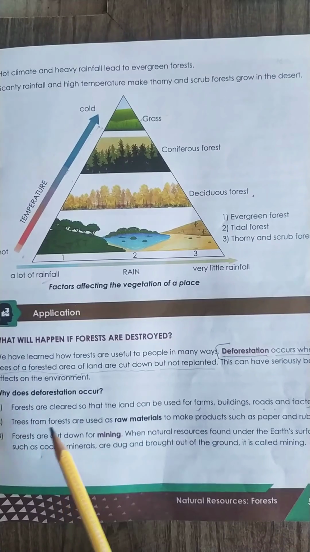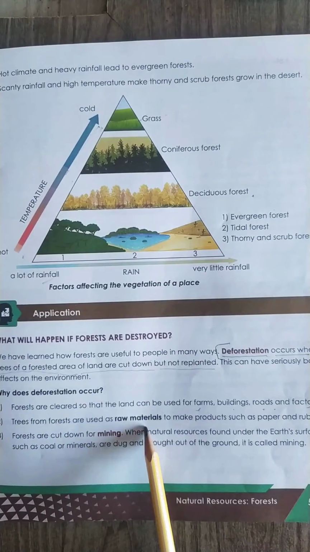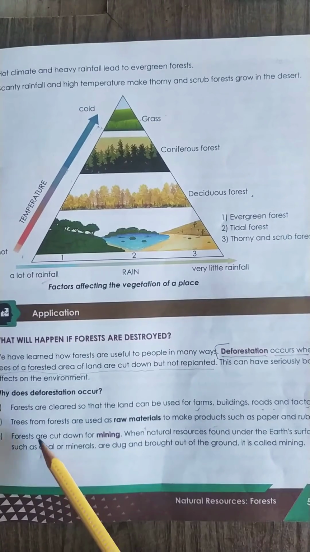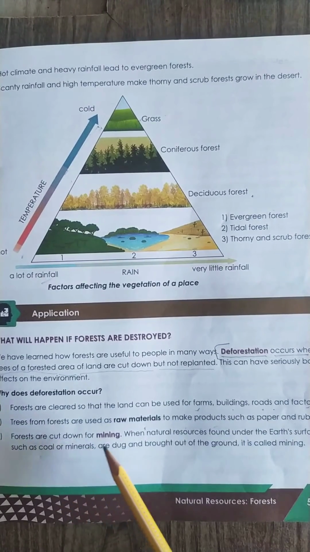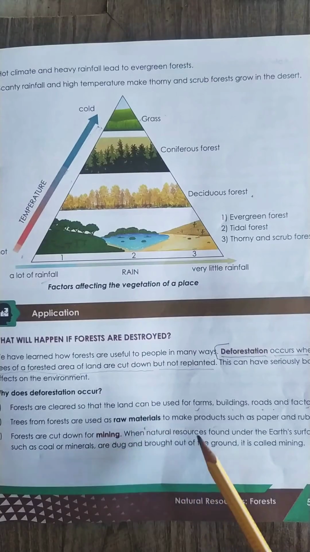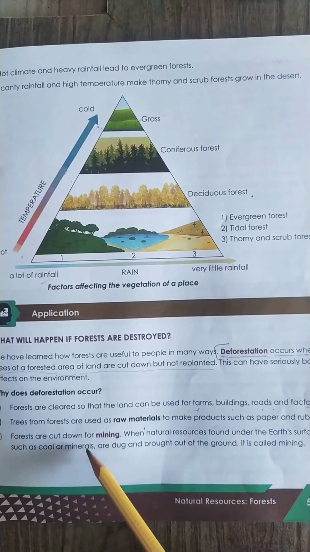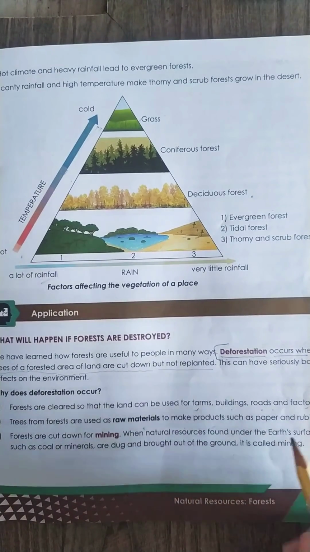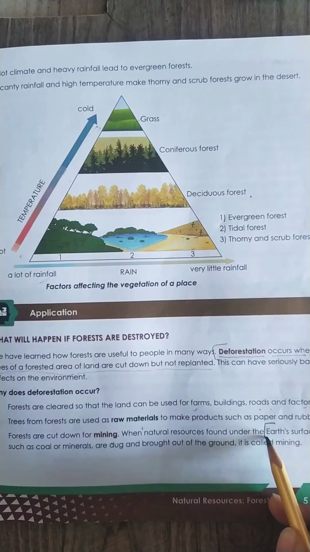Second, trees from forest are used as raw materials to make products such as paper and rubber. Third, forests are cut down for mining. When natural resources found under Earth's surface, such as coal or minerals, are dug and brought out of the ground, it is called mining. You're going to underline this, mark this.